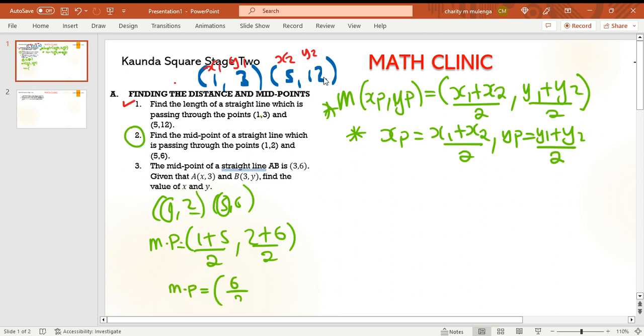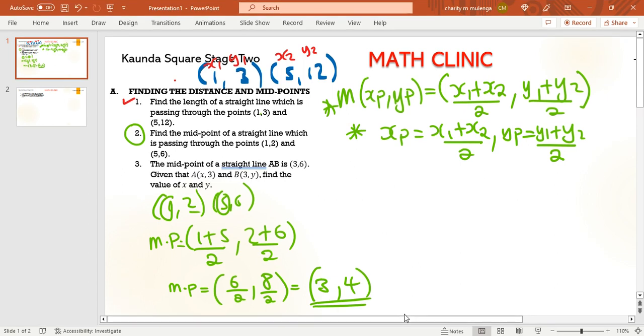So 5 plus 1 gives us 6. 2 plus 6 gives us 8. So 6 divided by 2, we're getting 3. 8 divided by 2, we're getting 4. So we have found the midpoint. All right. So we have found the midpoint of 1, comma 2 and 5, comma 6.